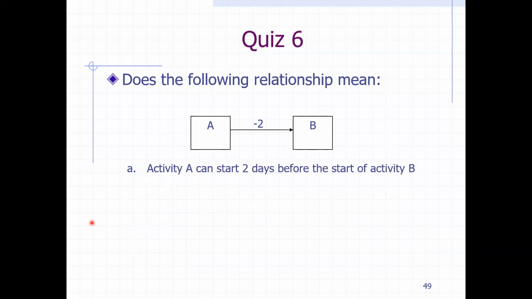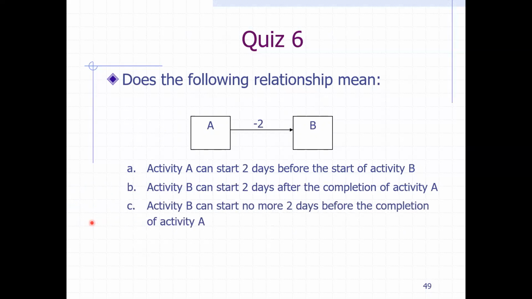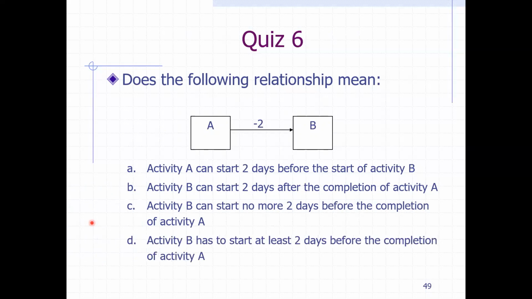And for this relationship here, activity A can start 2 days before the start of activity B. Activity B can start 2 days after the completion of activity A. Activity B can start no more than 2 days before the completion of activity A. And activity B has to start at least 2 days before the completion of activity A. And the solution is D. Activity B has to start at least 2 days before the completion of activity A, and that's the solution.